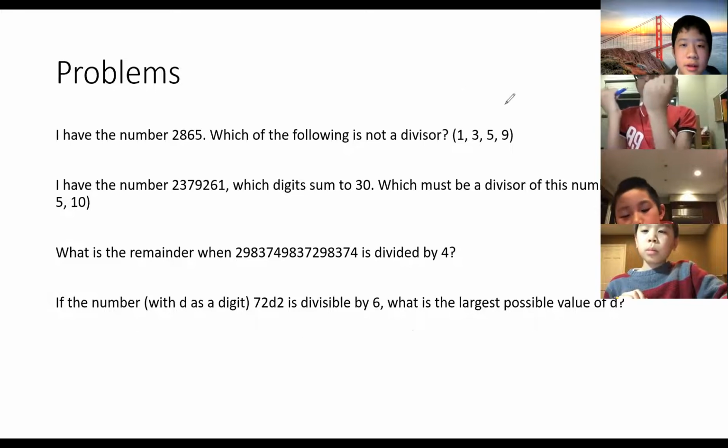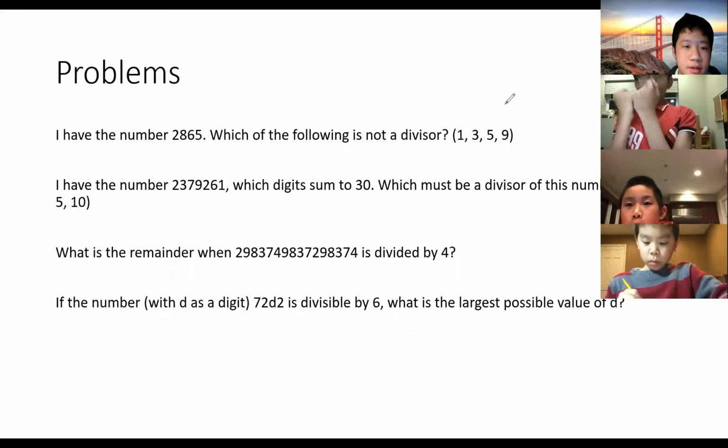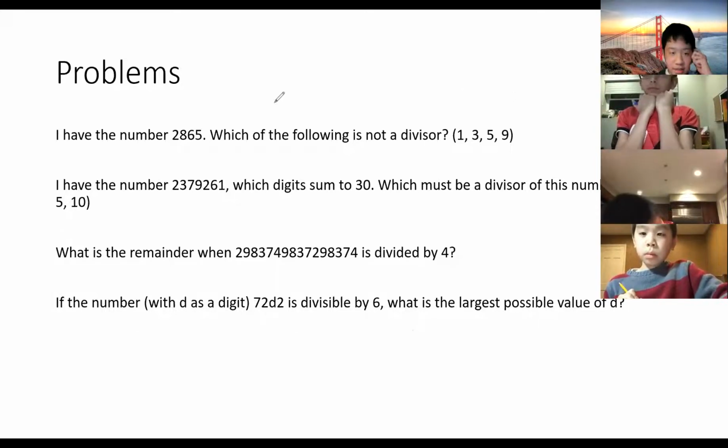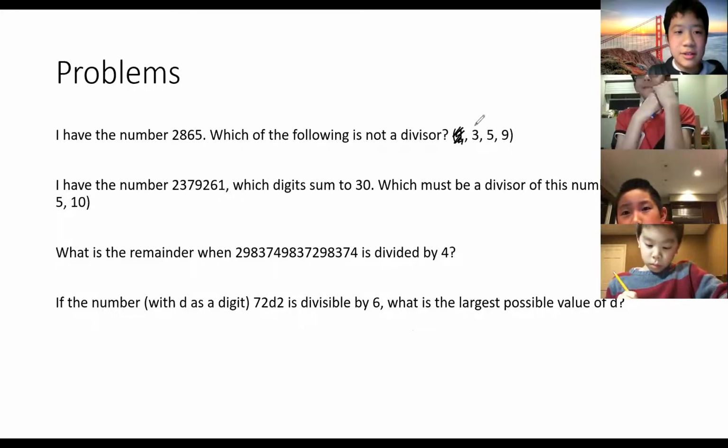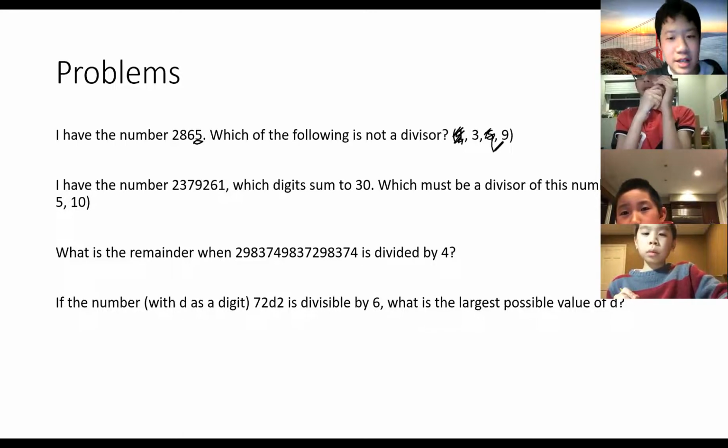So I'll go over the answers now. I have the number 2865, which of the following is not a divisor? The first thing I can rule out, though, is 1. 1 is a divisor of everything, right? And now I can also see that this ends in 5. So 5 is a divisor, so that is not the right answer.